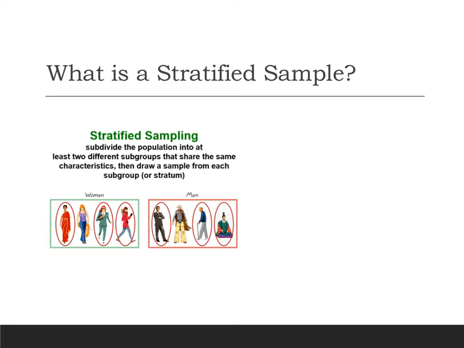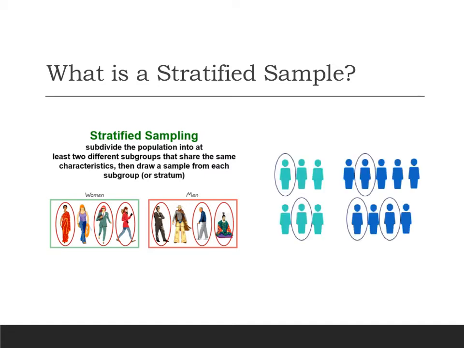So our definition that we have here: subdivide the population into at least 2 different subgroups that share the same characteristics, then draw a sample from each subgroup or stratum. So in this case, apparently they're taking 3 out of 4 in both. That's a kind of an odd little picture, but it came out of one of our textbooks.